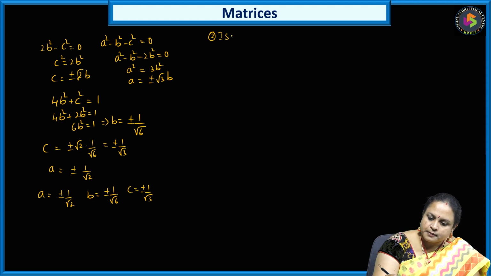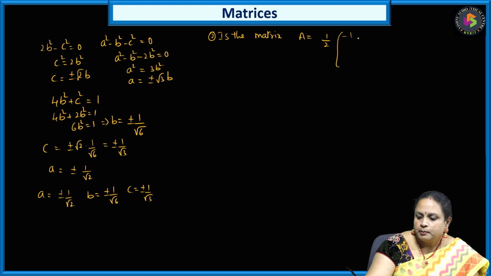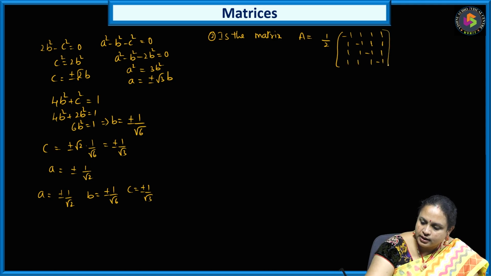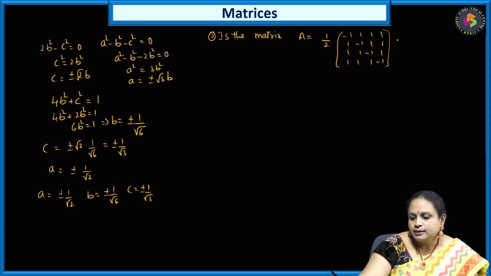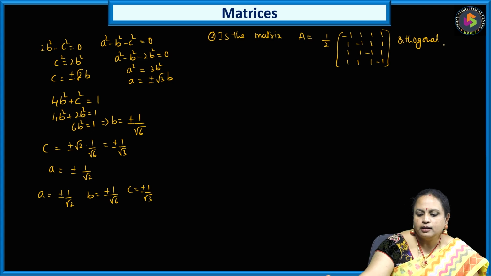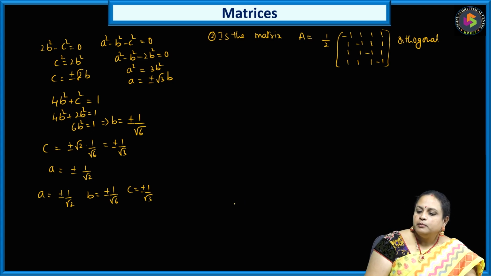Is the matrix A equal to 1 by 2 into minus 1, 1, 1, 1; 1, minus 1, 1, 1; 1, 1, minus 1, 1; and 1, 1, 1, minus 1. This is a 4 by 4 matrix. Is this matrix orthogonal? Yeah, he is asking us whether the given matrix A is orthogonal or not.